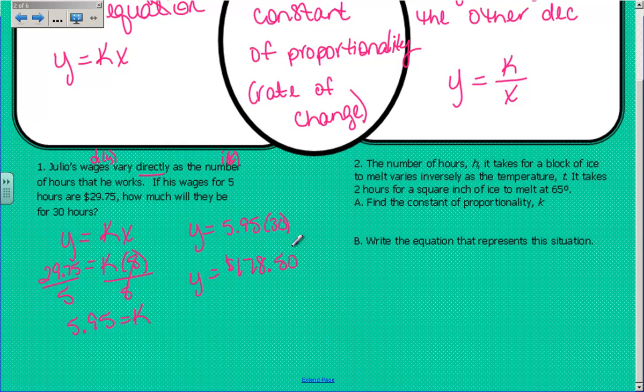So number 2, we sort of did this. We started this a minute ago. The number of hours it takes for a block of ice to melt varies inversely as the temperature. It takes 2 hours for a square inch of ice to melt. We found that the constant of proportionality was 130. To write the equation that represents this situation, we just plug in the 130 for k, so it becomes y equals 130 over x. And if I needed to know more information, I could plug it in and then use it, but that is the equation for that situation.